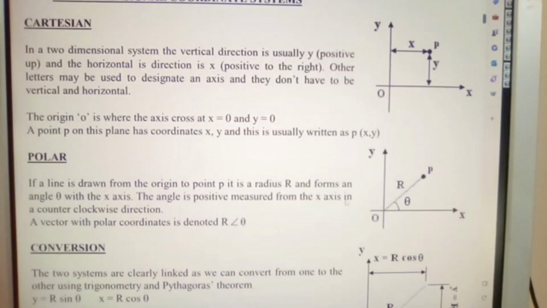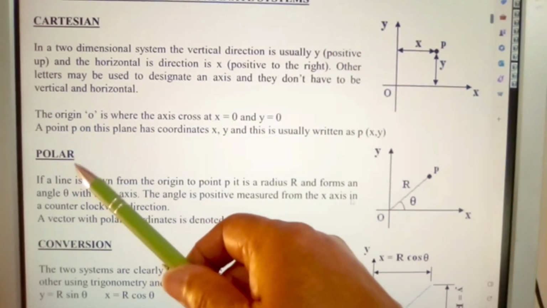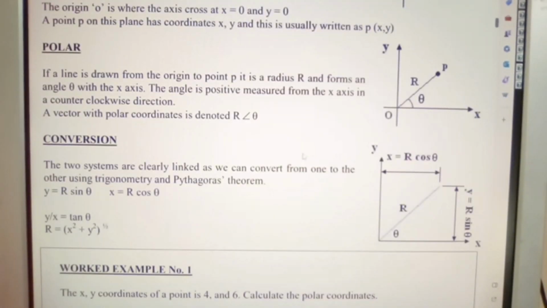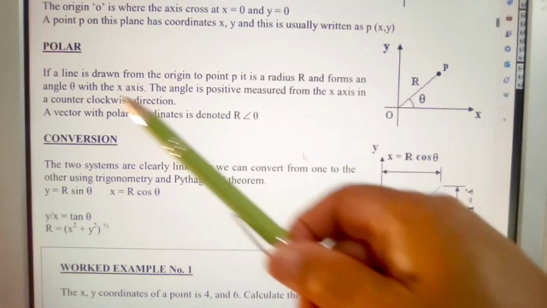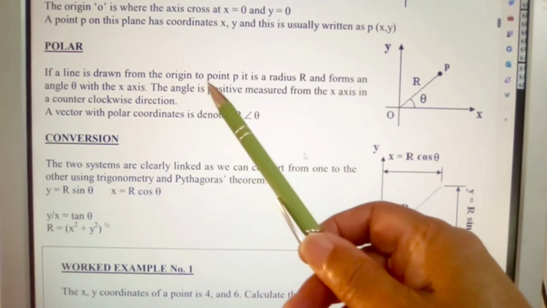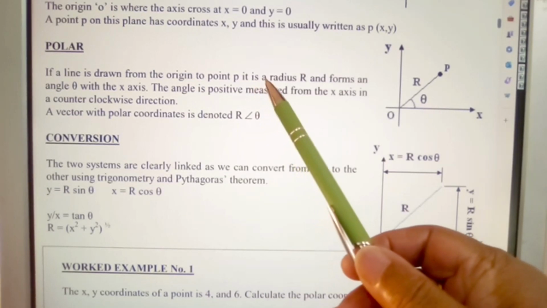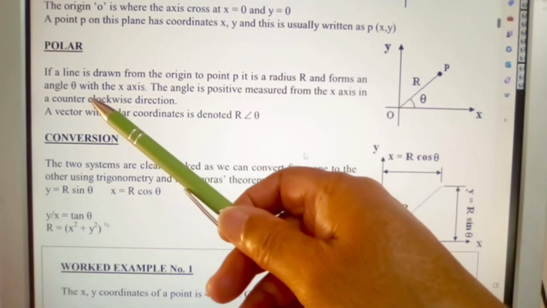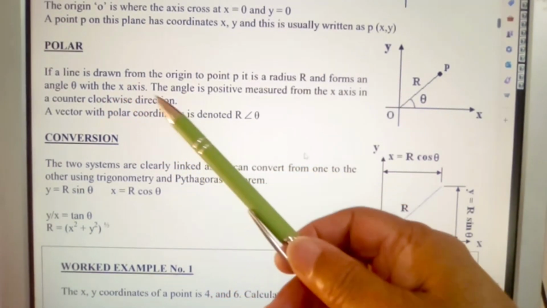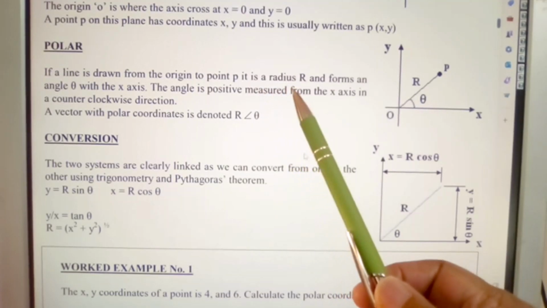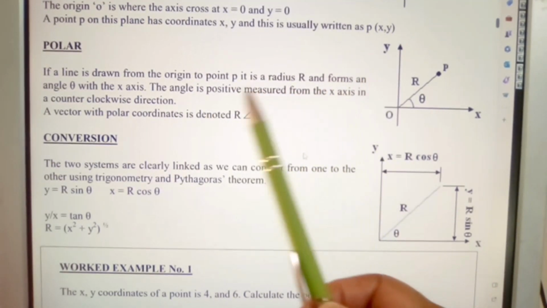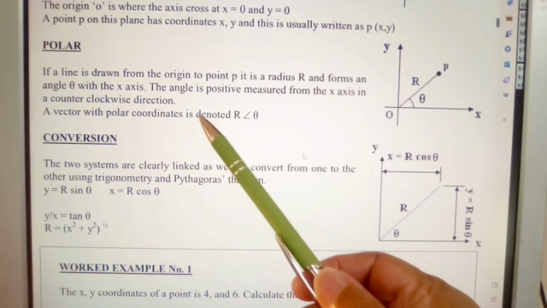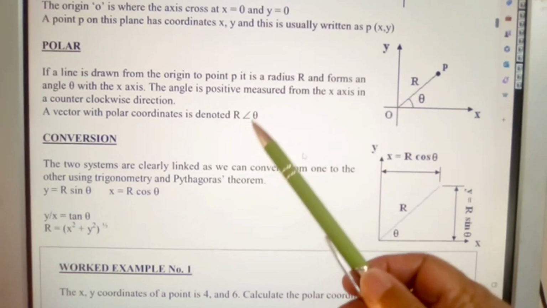Now you notice that we mentioned Cartesian. Here we're now going to mention polar. Now polar, if a line is drawn from the origin to point P, it is a radius r and forms an angle theta with the x-axis. The angle is positive, measured from the x-axis in a counterclockwise direction. A vector with polar coordinates is noted as r, theta, as you can see here.